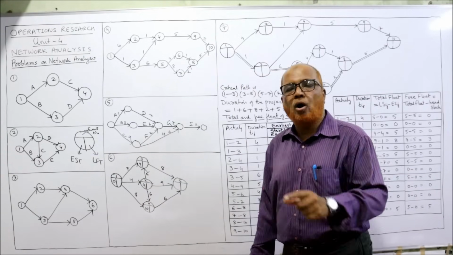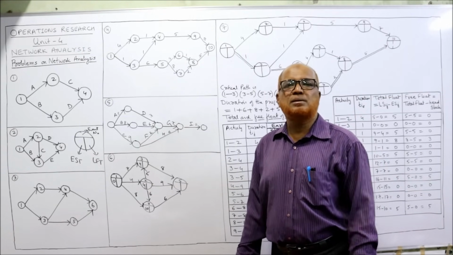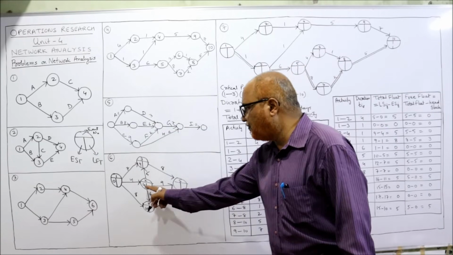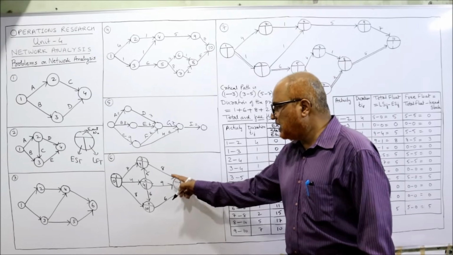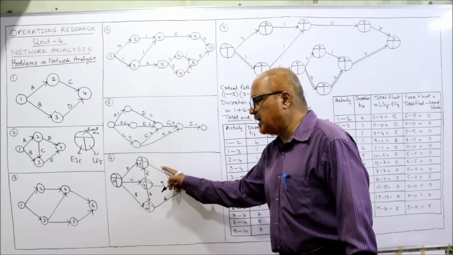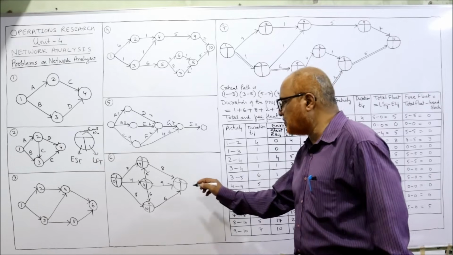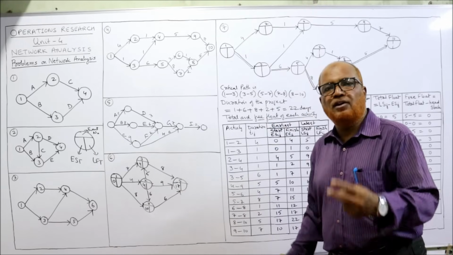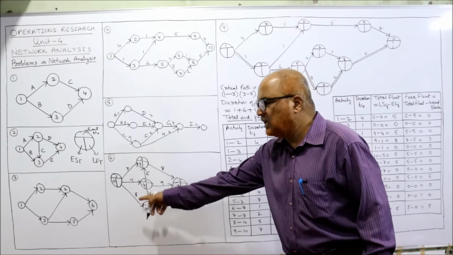Now the fifth event. How many arrows are merging in the fifth event? 3 arrows are merging. So we take the maximum of these 3 arrows. First arrow, 9 plus 8, 17, or 4 plus 9, 13, or 10 plus 6, 16. Whichever is higher. 17 is the highest. So I am taking here 17. So while taking the forward pass, if 2 or more than 2 arrows are merging, take the maximum. So we have calculated all EST values.